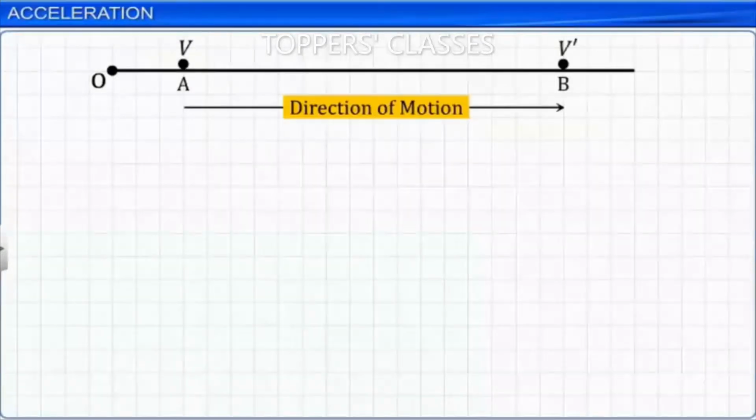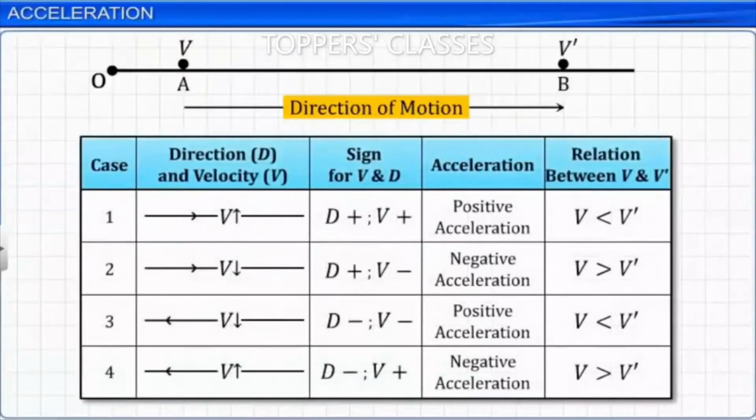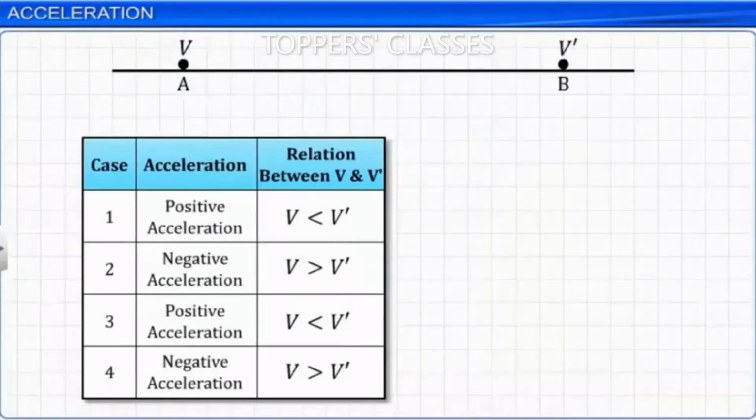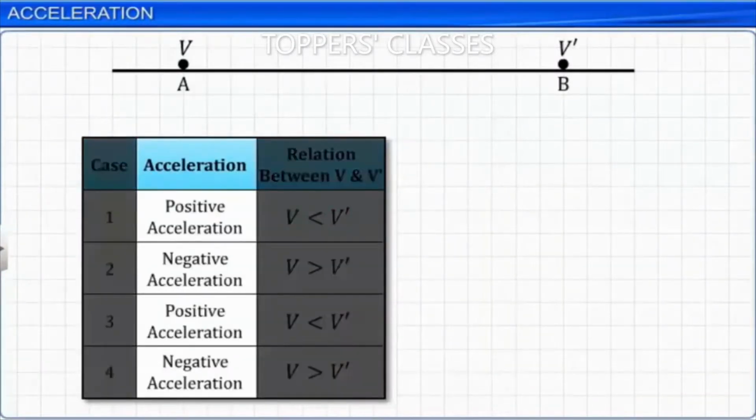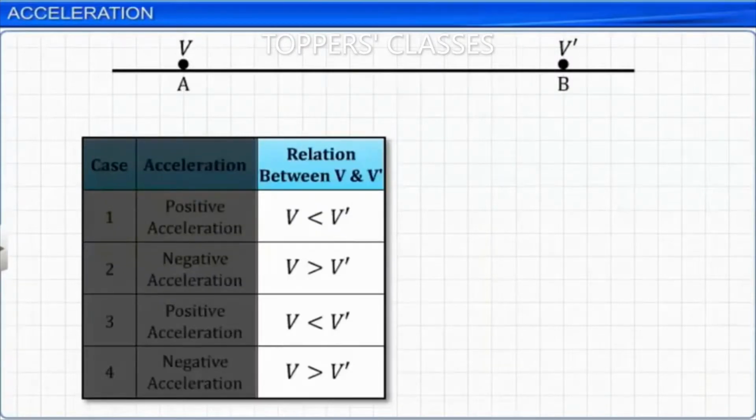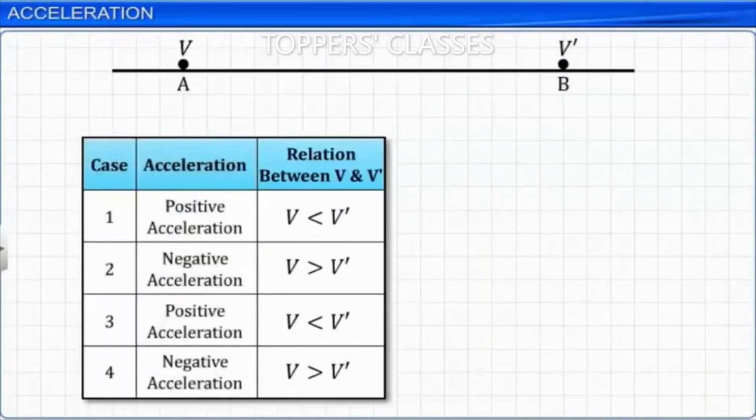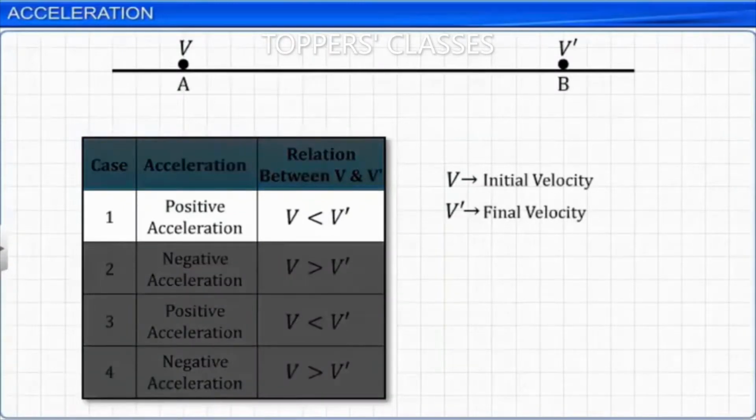If the origin and direction of motion are discarded, we are left with the type of acceleration and the relation between the velocities at 2 points. If v and v' are taken as the initial and final velocities in any given problem, then if v is less than v', then acceleration is positive, else negative.